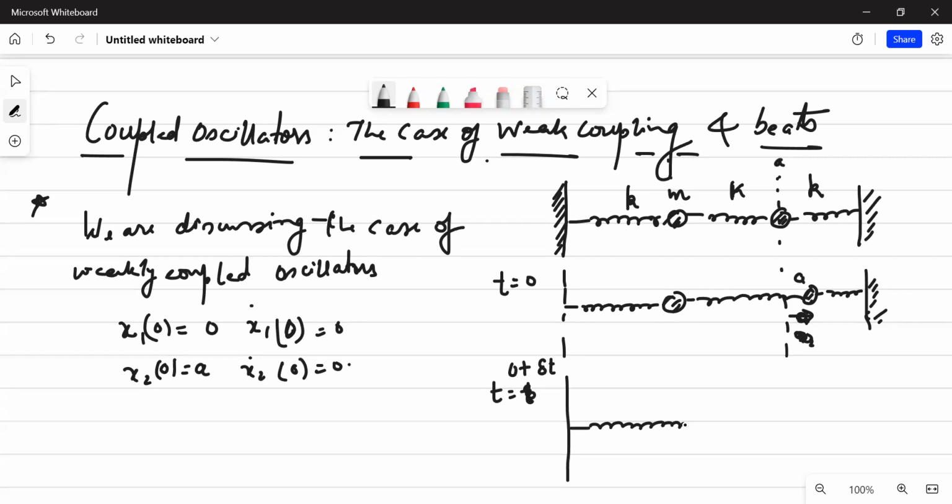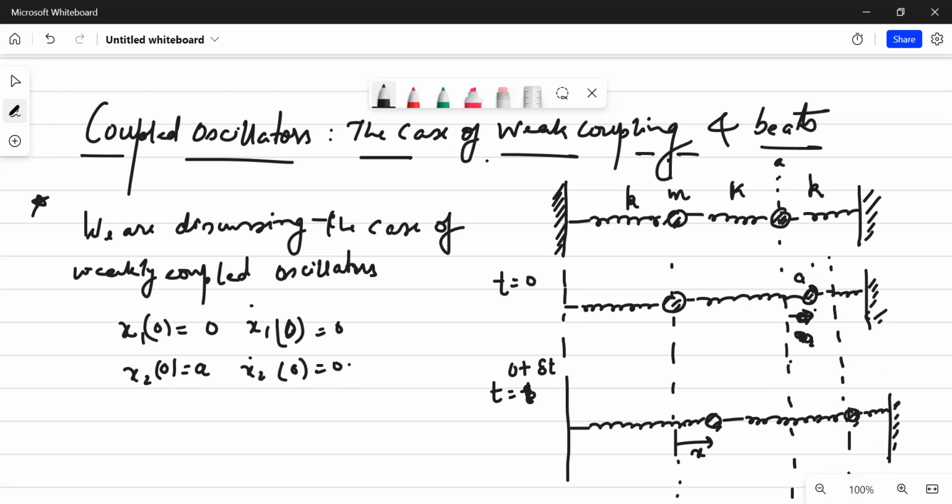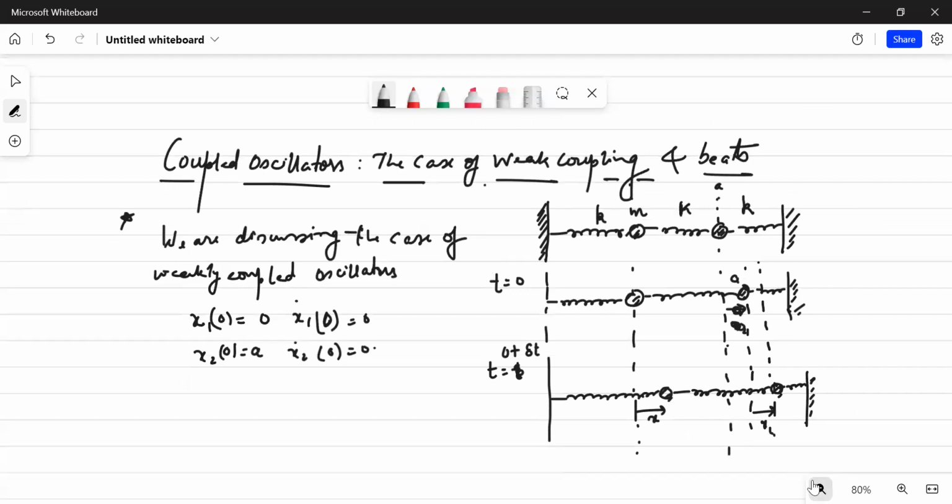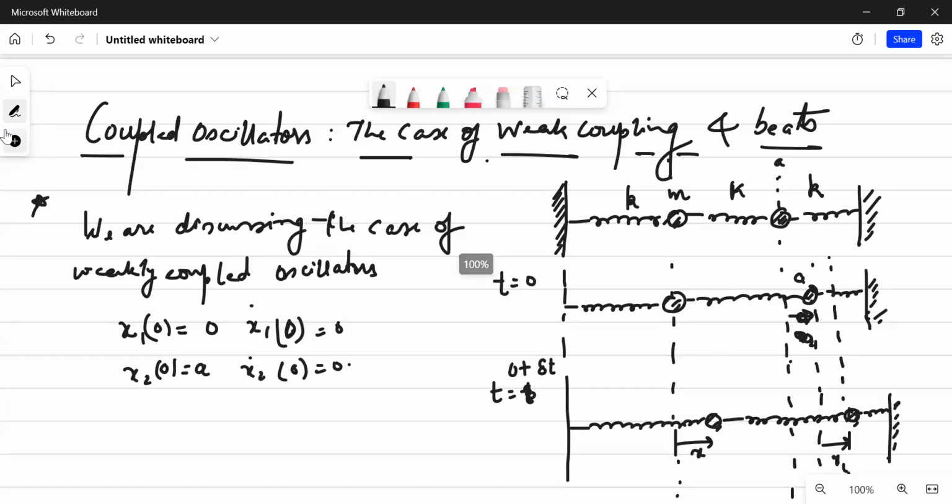What we are doing is trying to displace it slightly, this one with x1, and this one will go towards A plus x2. Already A is a displacement. Now if you further move x2, it will be A plus x2. So the net compression in this particular spring will remain x2 only. Don't worry about it. So now let us say this gets displaced by a distance x2.